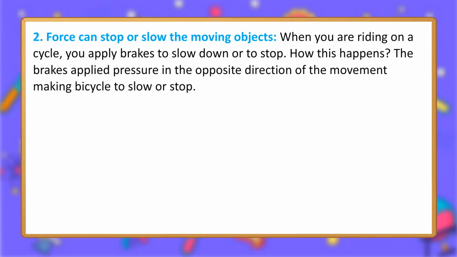2. Force can stop or slow the moving objects. When you are riding a cycle, you apply brakes to slow down or to stop. How does this happen? The brakes apply pressure in the opposite direction of the movement, making the bicycle slow or stop.